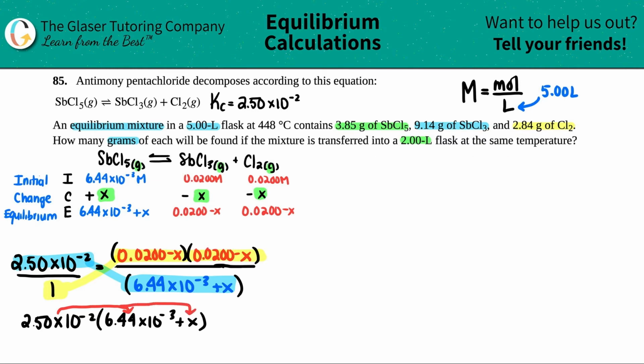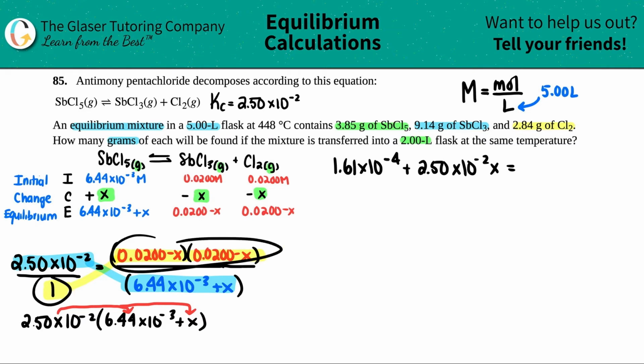So I'm going to write my answer up here. So I have 2.50. Actually, hold on. We have to multiply this, right? So 2.50 times 10 to the negative second times 6.44 times 10 to the negative 3. So I get 1.61 times 10 to the negative 4th plus 2.50 times 10 to the negative second x. And this is going to equal now just this times 1, right?